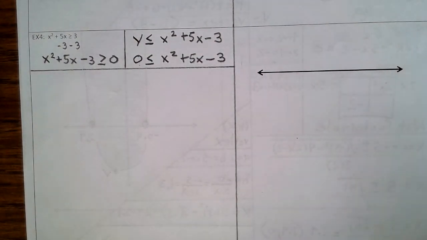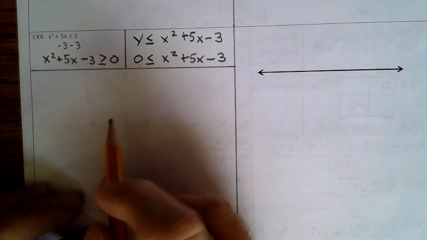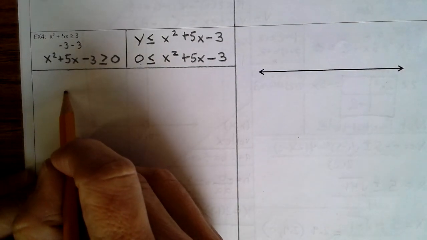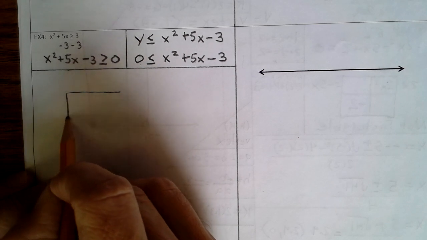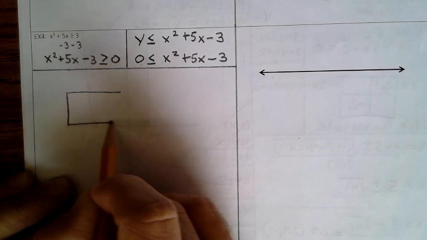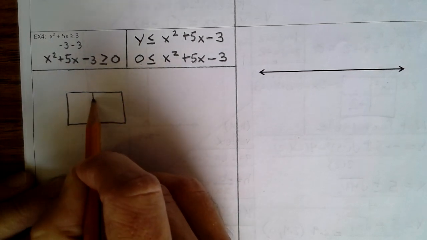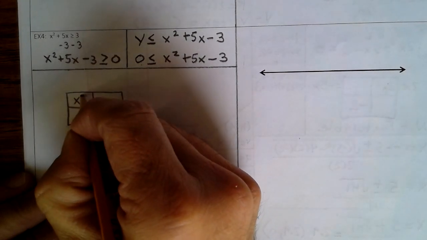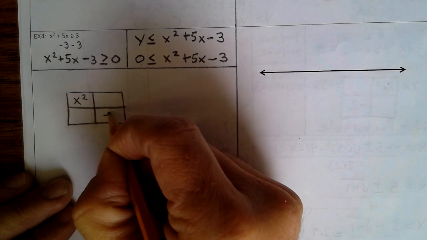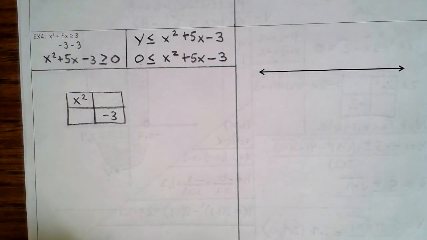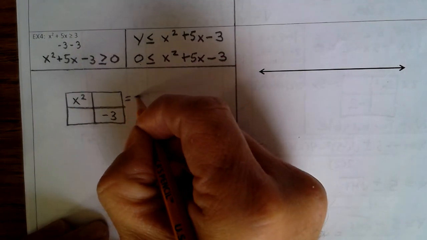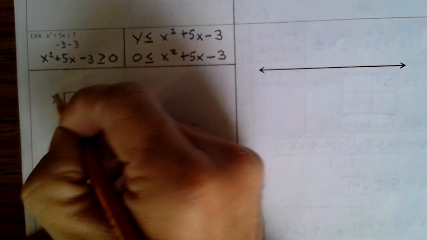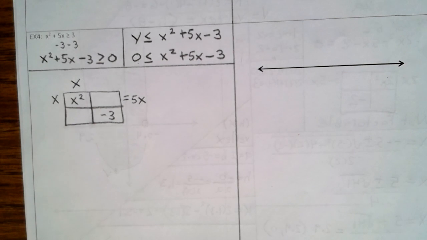All right. So now we need to solve for the x-intercepts using the reverse box method. We know the first term is x squared, the last term is negative 3, and we want the middle term to be 5x. So we know x and x make x squared.